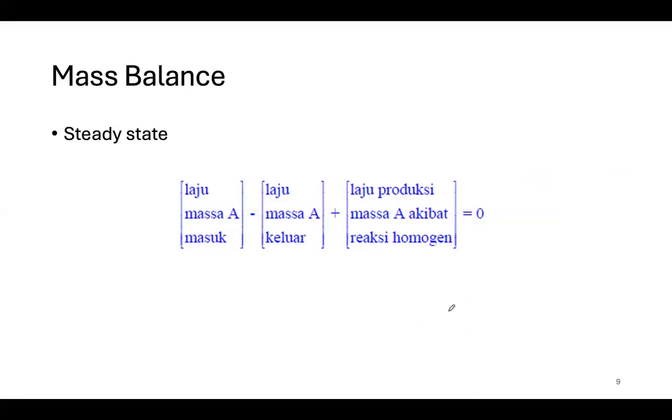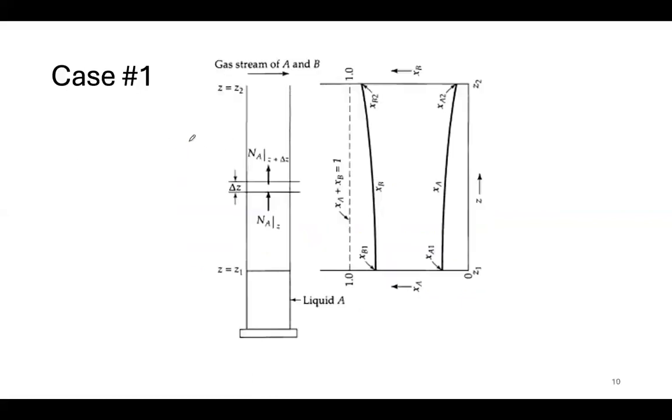Okay, so the mass balance, the laju massa masuk or the mass rate in, minus mass rate A out, plus production, or maybe consumption or accumulation, would be equal to 0 in a steady state. It's a steady state, yeah. So here, let's just have a look at the first case.